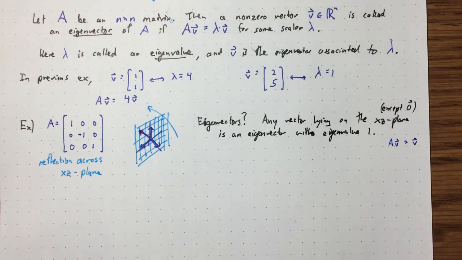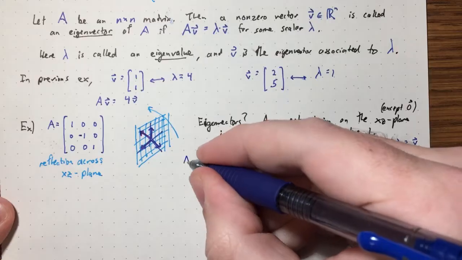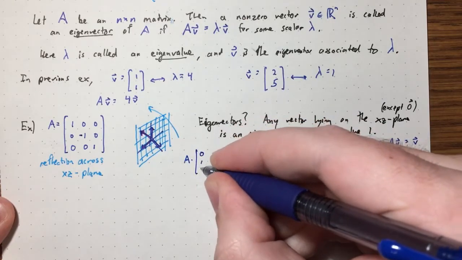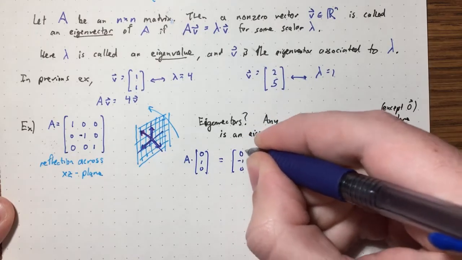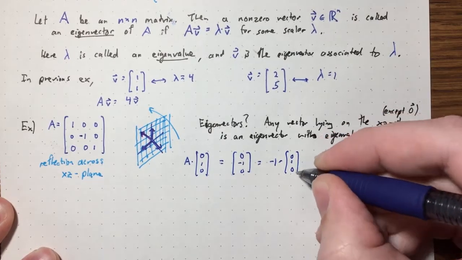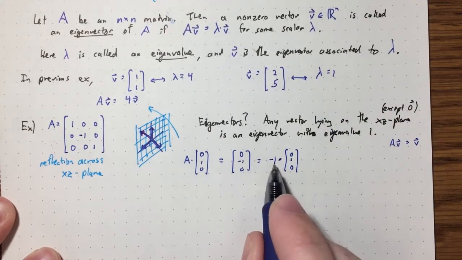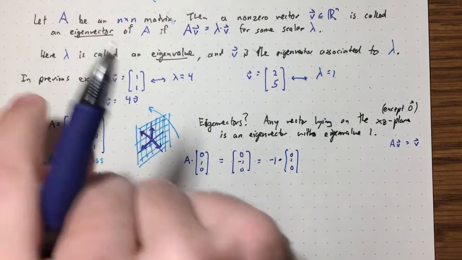Are those all the eigenvectors, though? Well, no. There's another one. Do you see what the other one is? Look what happens to, right? So what if I do A times 0, 1, 0? That gets sent to 0, minus 1, 0. But you see that is minus 1 times 0, 1, 0. Okay, so AV equals minus 1 times V. I just found an eigenvector with eigenvalue minus 1.